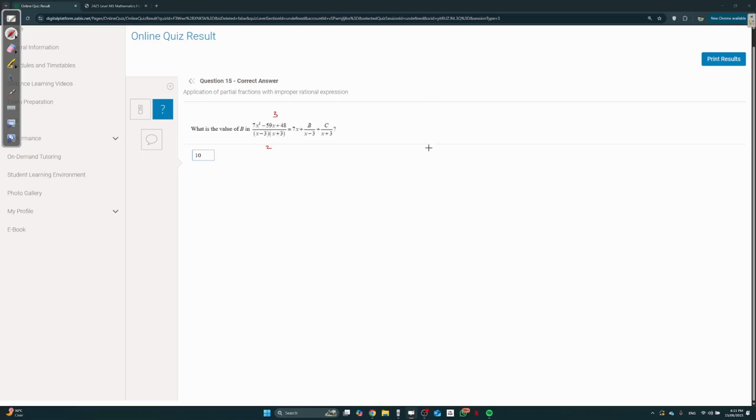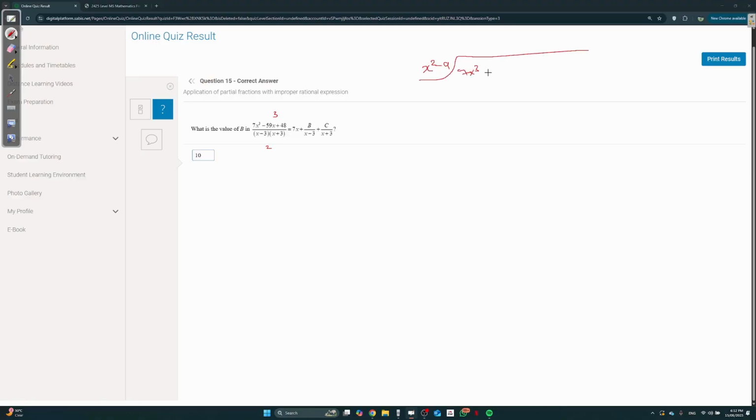What's our first condition for partial fraction? The degree of the numerator must be less than the degree of the denominator. In this case, it's not. So what do we do in that case? We do long division. X minus 3, x plus 3 becomes x squared minus 9, when you open it up. So let's do long division.